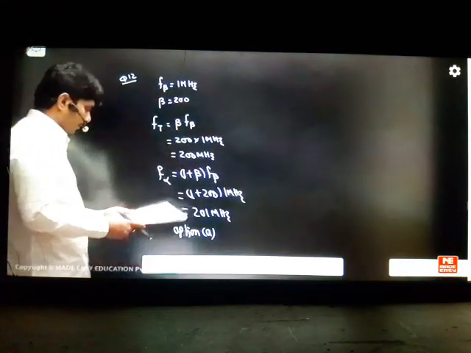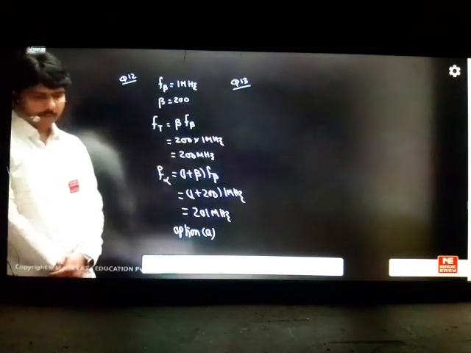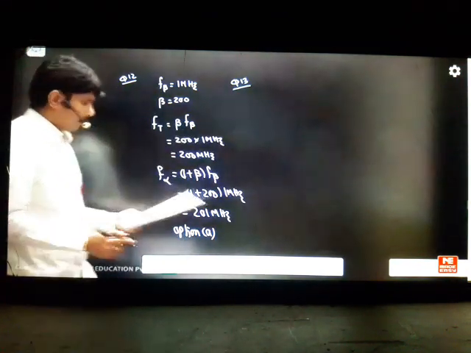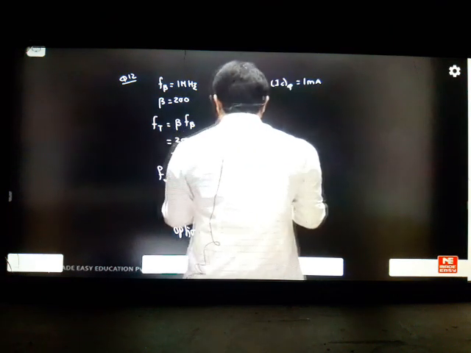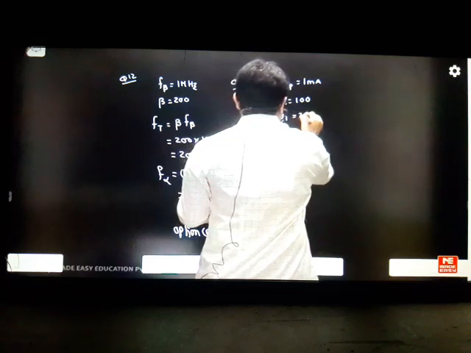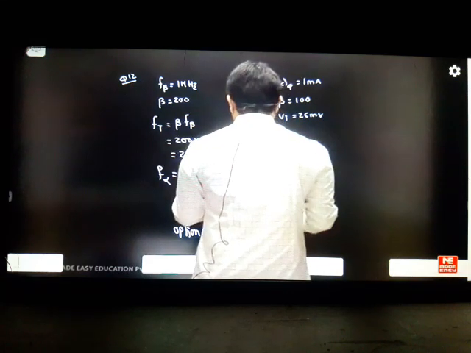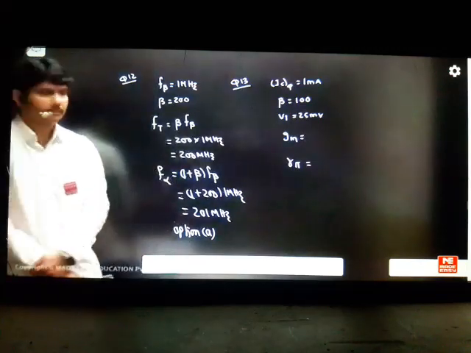So coming to the 13th question. Question number 13. He has given operating current is 1 milliampere. Beta is 100. VT is 25 millivolts. He's asking you to find out GM and R pi. These two answers he's asking.